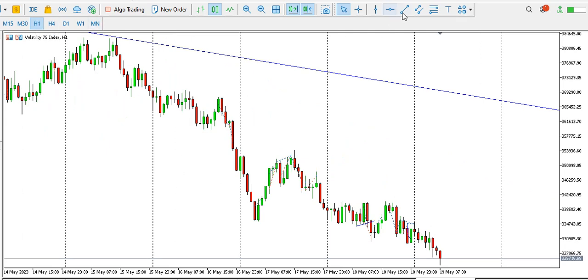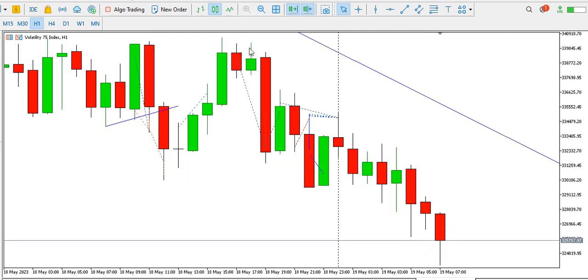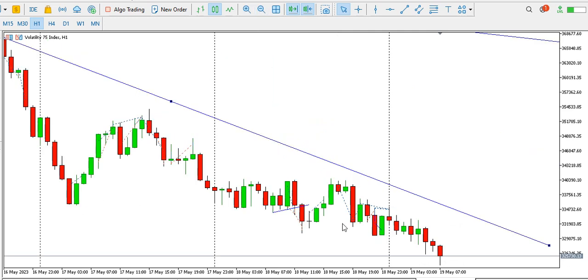Looking at V75 on the 1-hour time frame. Look at what we have here. This descending trend line is dropping. You can see V75 breaking structures to the downside. So just be cautious of the retracement.